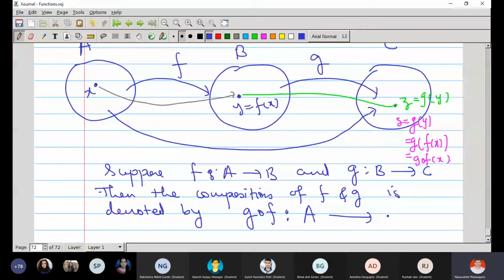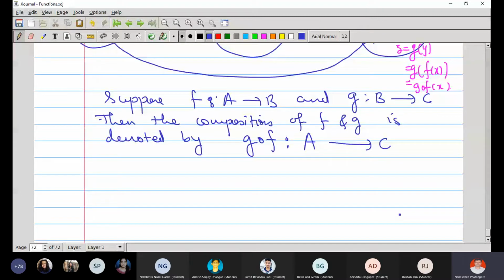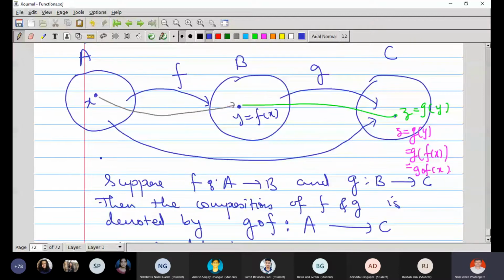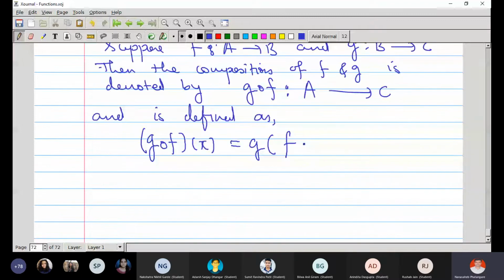C, right? It is denoted by G circle F or G composite F from A to C, and is defined as: what is the action of G composite F on an element of A? So we want to apply this composition. That means if we apply the composite function on an element X of A, then what is the action of this composition on X? It is the action of G on the action of F on X. Right. This is what the action of composite functions is.